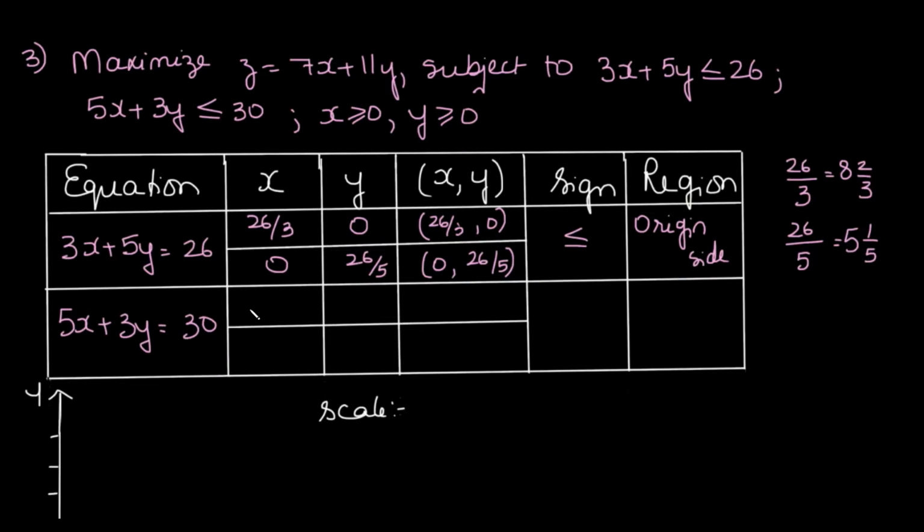Then for the next one, when we put y as 0, x is coming as 30 upon 5, which is 6. And similarly, when x is 0, y comes out as 30 upon 3, which is 10. The region in this case is again the sign is less than or equal to, so the region is again the origin side. Then plotting the graph now.